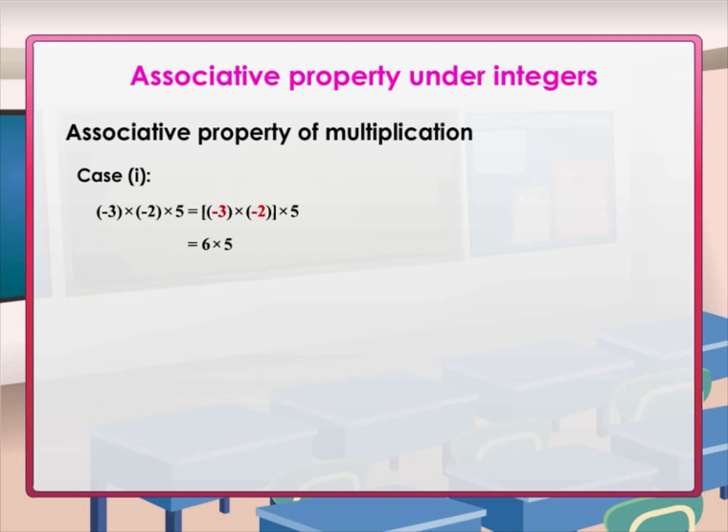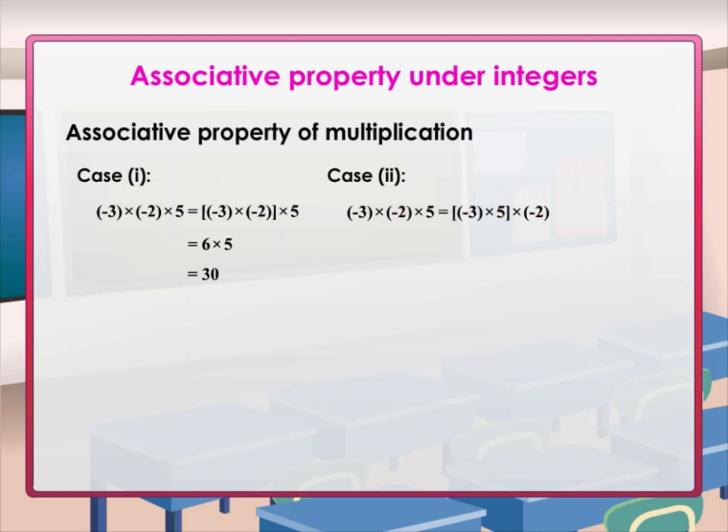Here 3 multiplied by 2 is 6, and we know minus multiplied by minus becomes plus. So the answer here is plus 6. So this problem gets reduced to plus 6 multiplied by 5, which is equal to 30. Now let's take another group, which is 3 multiplied by 5 first, and then we multiply by minus 2.